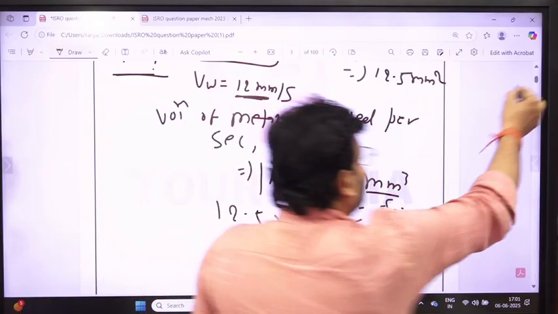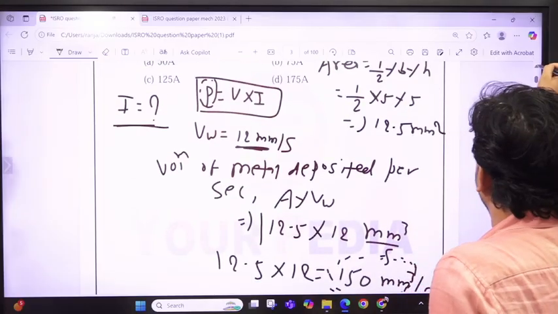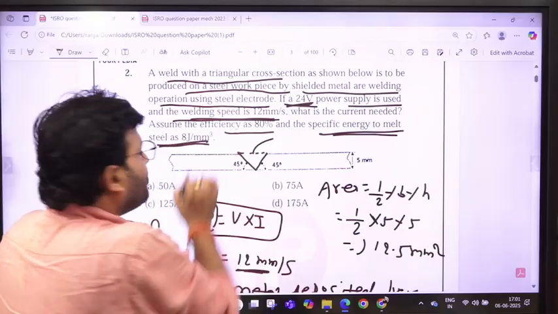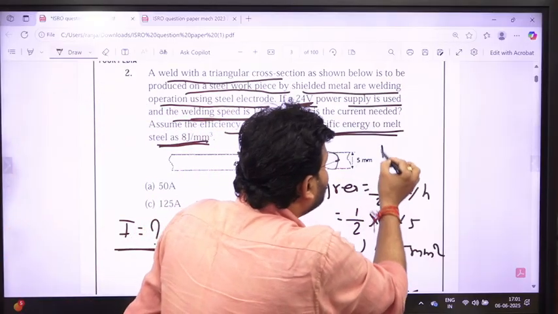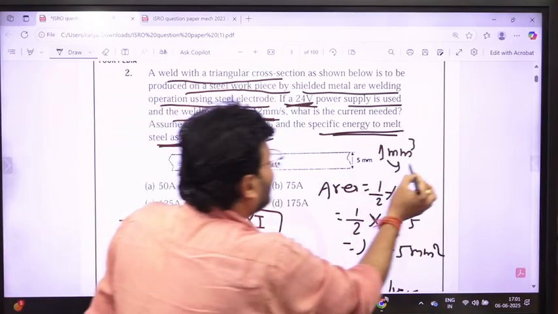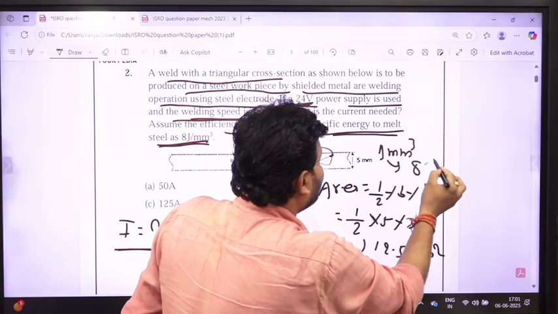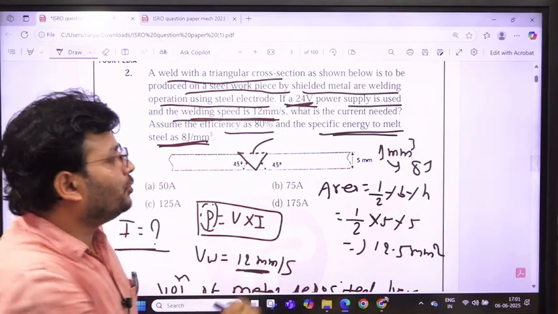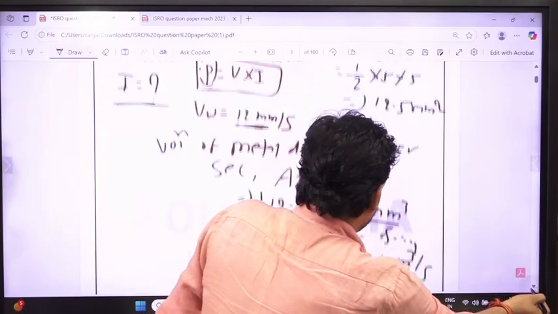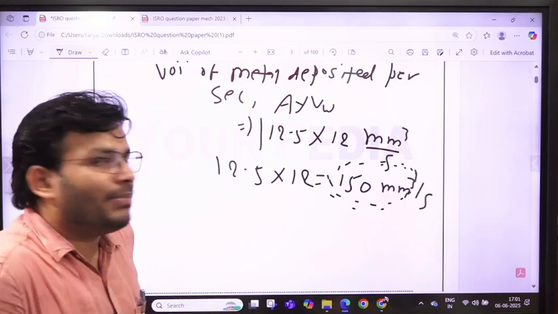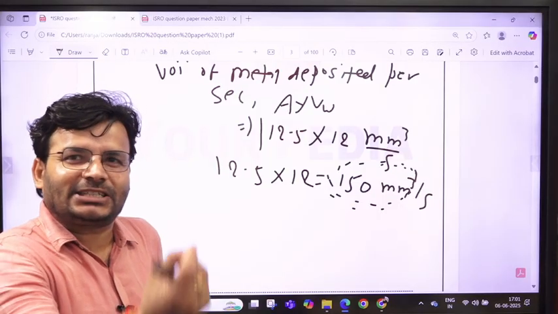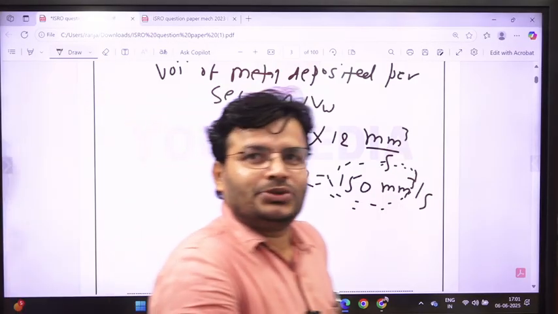But sir, see there, how much energy is required? Here we have the specific energy to melt, meaning to melt 1 mm cube, you need how much energy? Sir, 8 joule. To melt 1 mm cube you need 8 joule of energy, my dear friends. So tell me, to melt 150 mm cube, how much energy is required? Yes sir, that is simple mathematics, aptitude, nothing else.